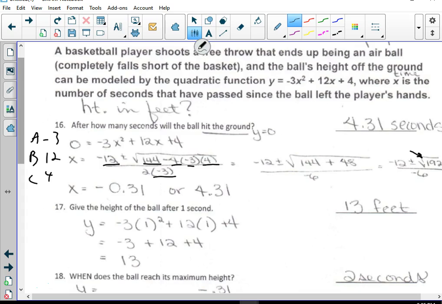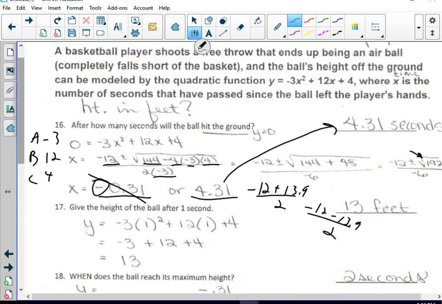Well, then you take negative 12 plus, I think it's 13.85, 13.9, over 2, and negative 12 minus 13.9 over 2. Oh, we did that wrong here. Now, when you do those two, you're going to get two answers. You're going to get negative 0.31 and 4.31. Well, remember, you can't go back in time. So therefore, that is not a possible answer. So my answer is in about 4.3 seconds.